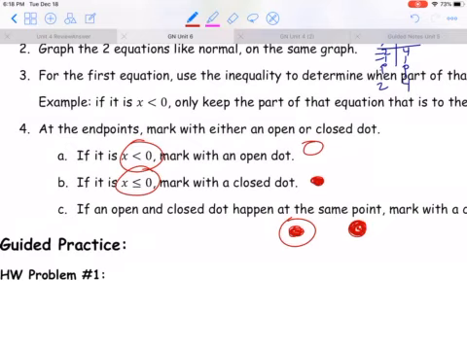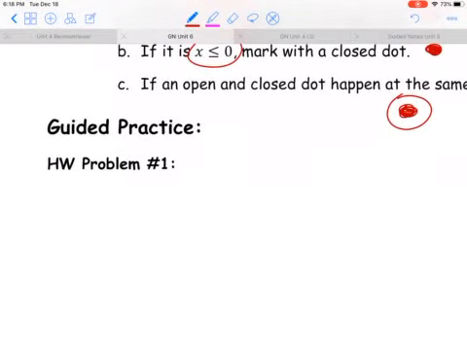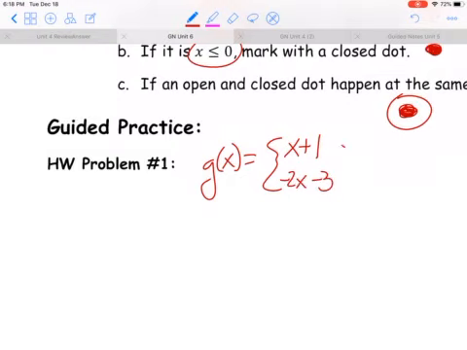So let's try some of the homework. Homework problem number 1 is pretty easy. If you look, go ahead and pull that up, pause the video if you need to. We have g of x equals, that curly bracket, x plus 1, -2x minus 3, x is less than -4, and x is greater than or equal to -4.